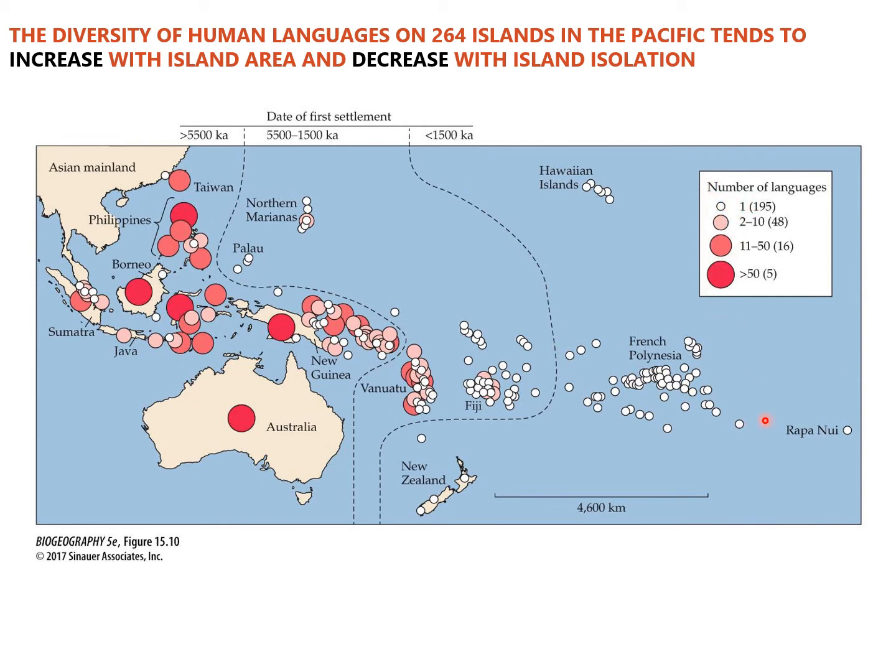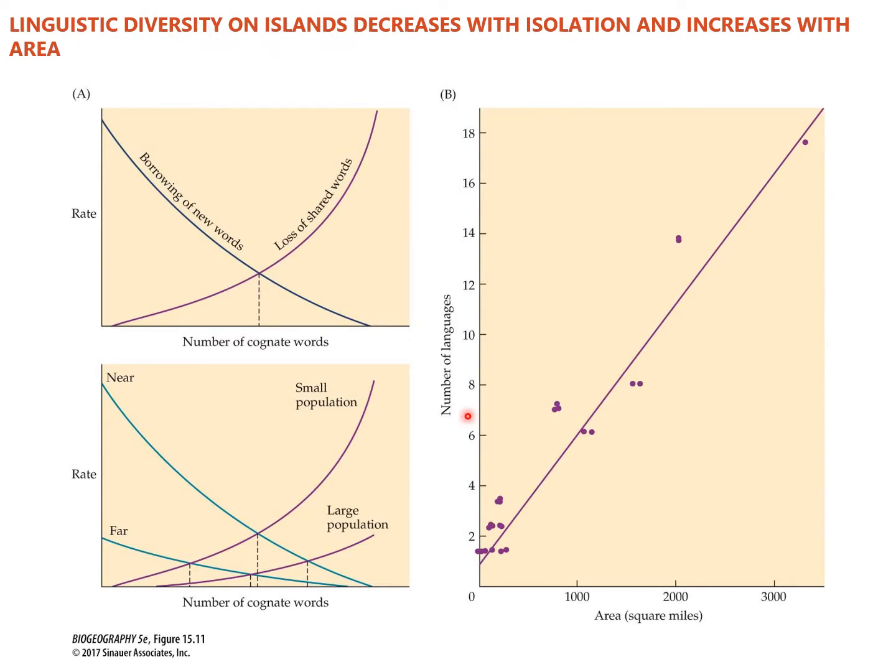So that very closely fits the island biogeographic pattern. In fact, we can fit this model to it, and say linguistic diversity on islands again decreases with isolation and increases with area. So as area increases, the number of languages tends to increase, and this is mostly a function of the rate of borrowing of new words and the rate of loss of shared words, and you can again get a rate of turnover of language, very similar to how we look at a rate of turnover of species on these areas.